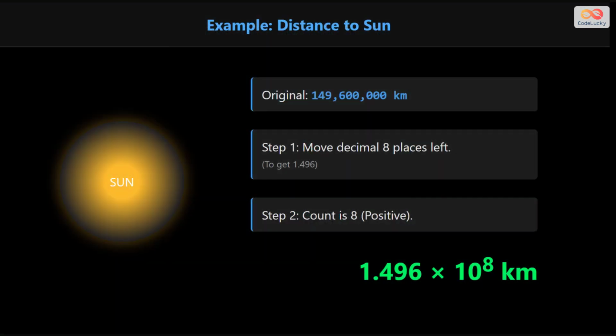Let's try a real-world example. The distance from Earth to the Sun is approximately 149,600,000 kilometers. To write this in scientific notation, we move the decimal 8 places to the left to get 1.496. Since the original number was large, our exponent is positive 8. The answer is 1.496 times 10 to the 8th kilometers.